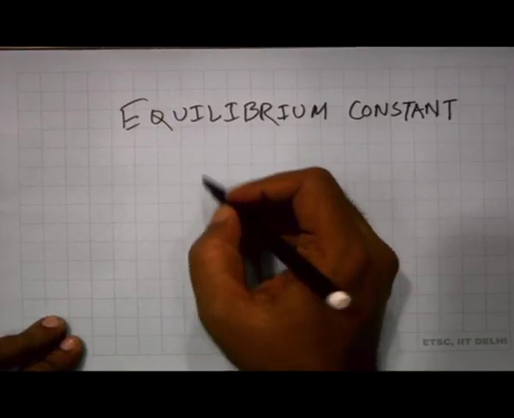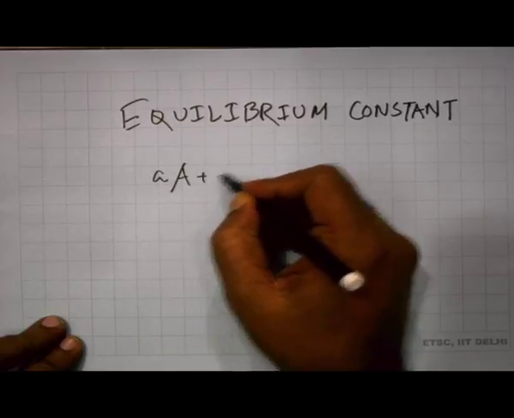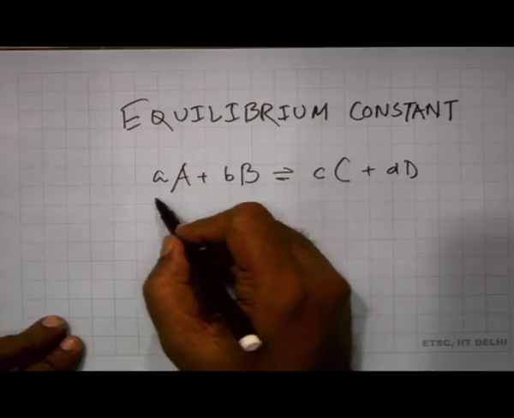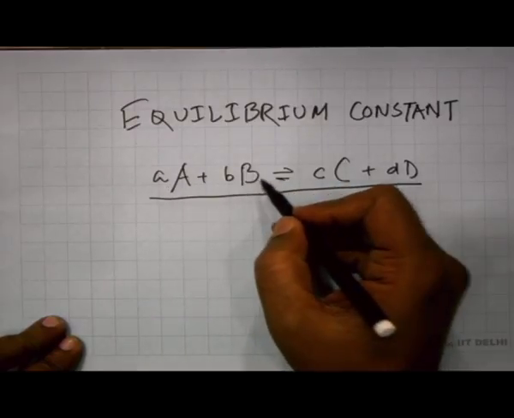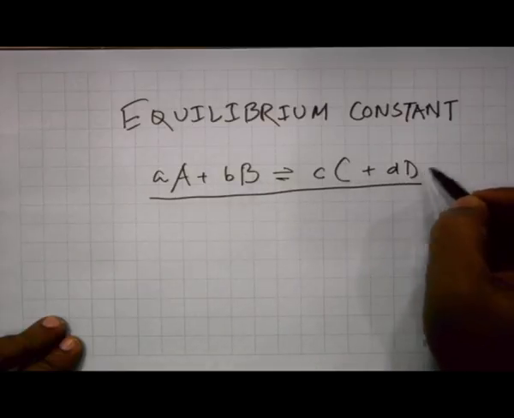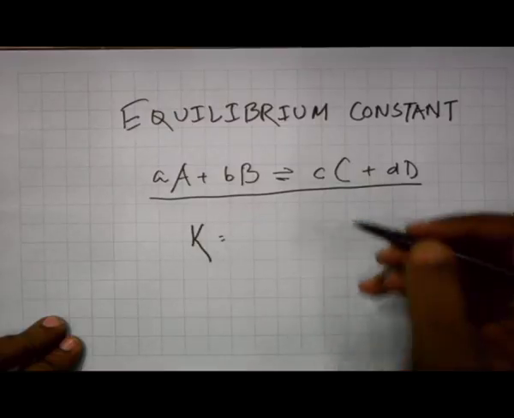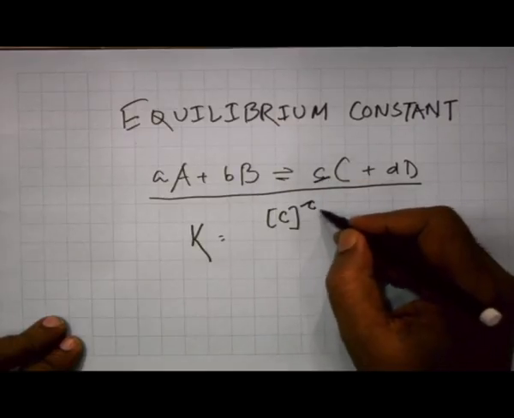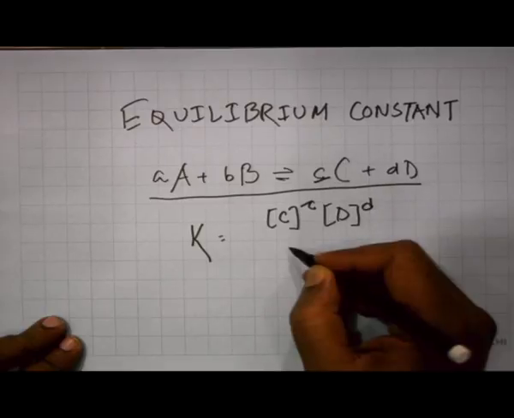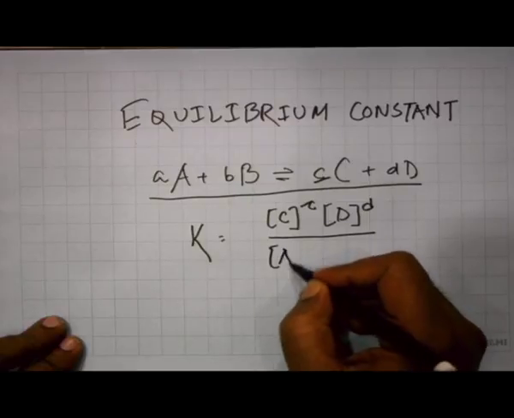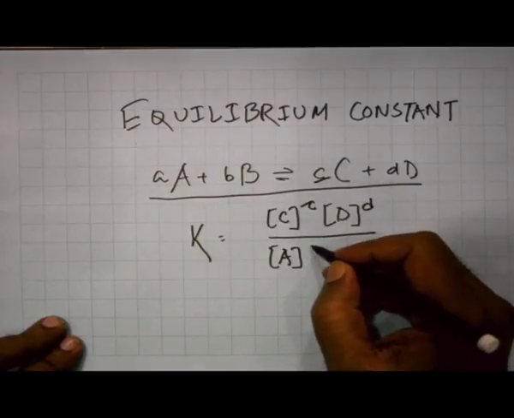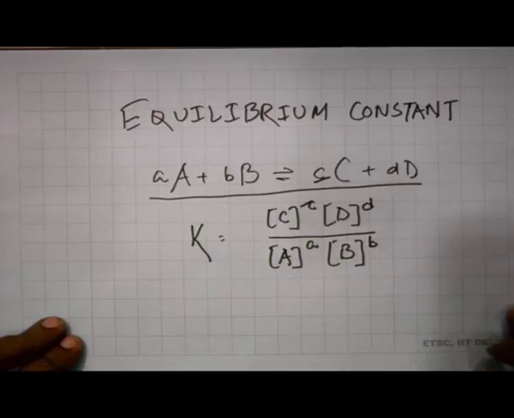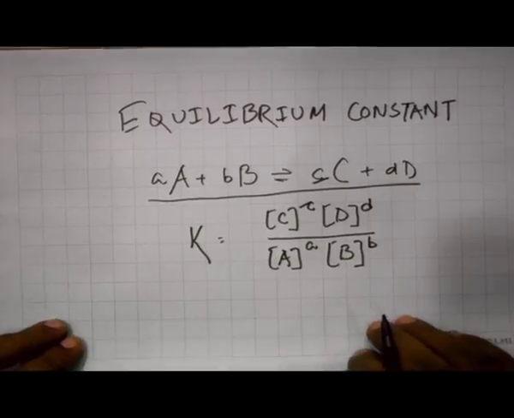The way we define the equilibrium constant is, suppose we take a reaction aA + bB giving cC + dD. This reaction tells you that a moles of A react with b moles of B to give c moles of C plus d moles of D. Then the equilibrium constant was defined as the concentration of C raised to the power c, into the concentration of D raised to the power d, divided by reactant A to the power a and reactant B to the power b. So, this is the first concept which we introduced in chemical equilibrium.